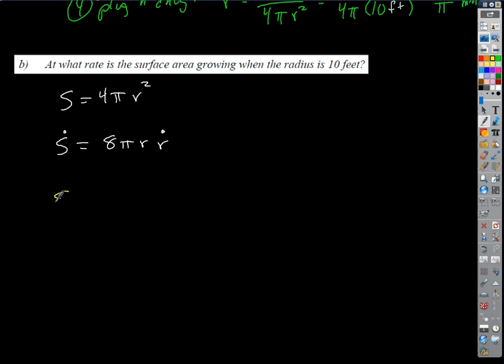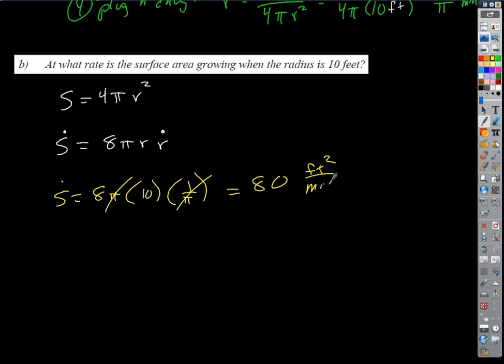So I end up with S dot equals 8 pi times, radius was 10, right? And r dot was 1 over pi. I'm not going to worry about the units because we know the units all match. So look, the pi's cancel, and I just get 80. What should my units be for S dot, rate of change of surface area? Feet squared. There it is. Okay, get the idea? Okay, let's try another one.